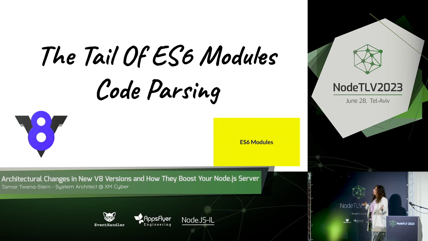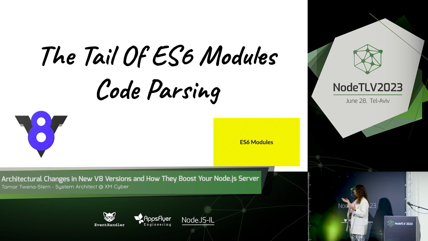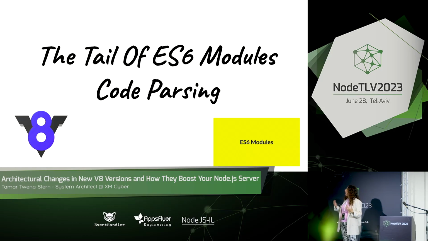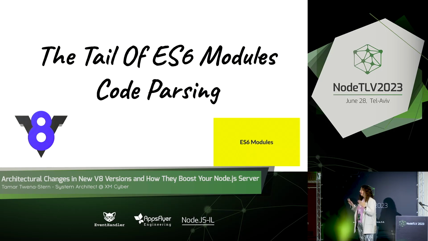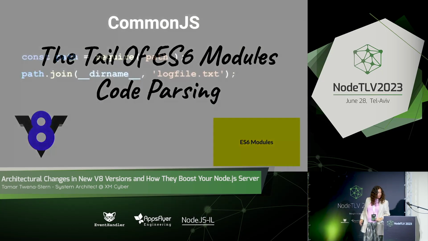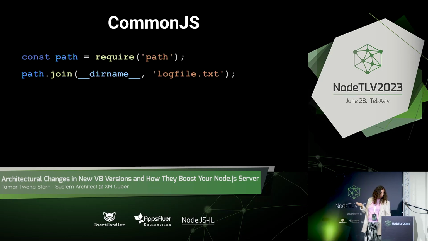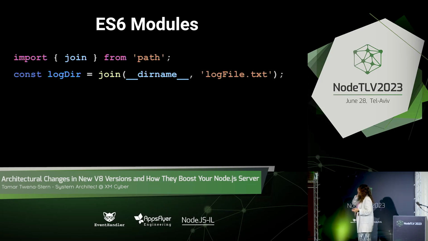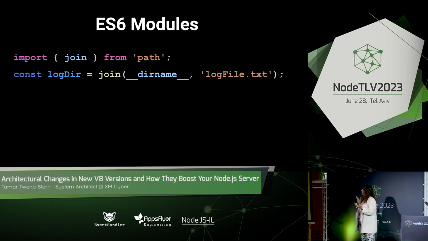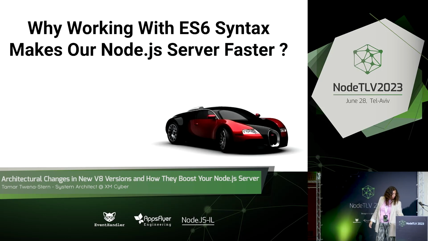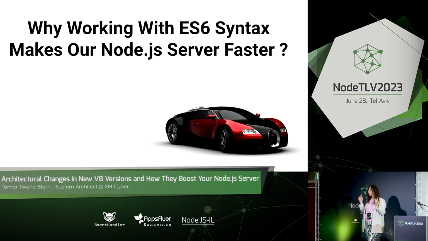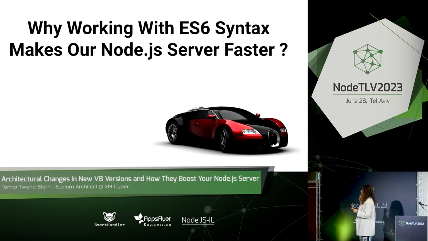Now I wanted to take one feature, ES6 modules, and see how they are parsed in our coding pipeline. With CommonJS, I guess all of you know, we work with require. And ES6 modules, I guess you are familiar with that as well. We write import something from something, and here we have join from path. That is cool. Why would working with ES6 syntax make your Node.js server work much faster?